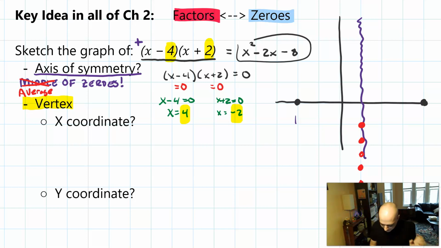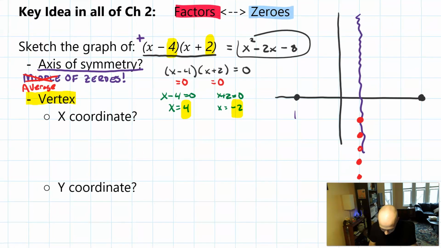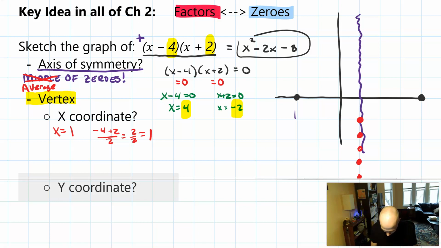So, let's see if we can be a little more general here. Right here, I can see that the x-coordinate is x equals 1, right? Why? Because the zeros were -4 plus 2 over 2. That's 2 over 2 is 1, right? I could take the two zeros I found, compute their average, and find it. Now, I guess let's finish solving this. So the x-coordinate of this vertex was 1.